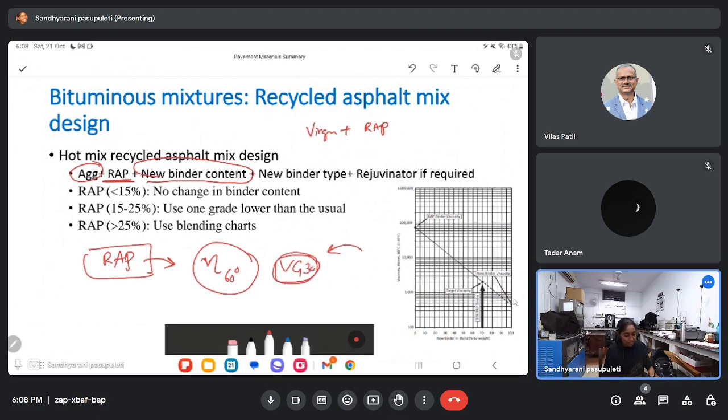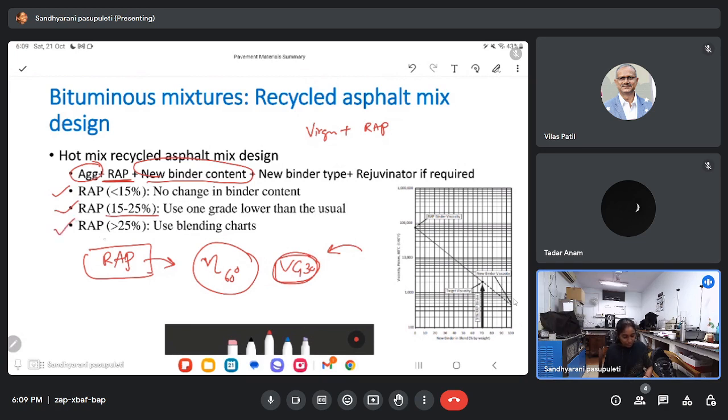softer or stiffer than the RAP binder. How do we determine that? Initially, let us say we are replacing 15% of the RAP out of 100%, you don't need to change the binder grade. You can use the usual binder, because you are not adding too much RAP percentage. So whatever the binder content that is present, that you can use. But if your RAP percentage is more, let us say 15 to 25%, we need to use a binder grade that is one grade lower than the usual.